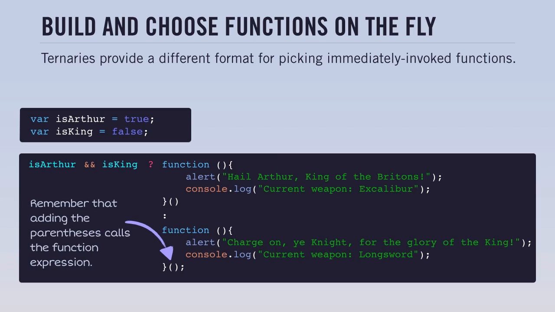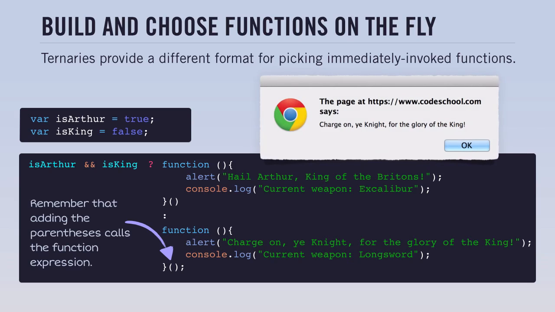Remember that if you want to get an immediately invoked function expression, you will need to add the parentheses behind the expression to call that expression. If we were to evaluate this situation, you can see that we would get "Charge on ye knight for the glory of the king," since "is king" is false. We'll also get a console log out that says the current weapon is longsword.